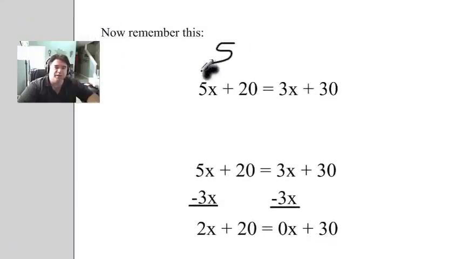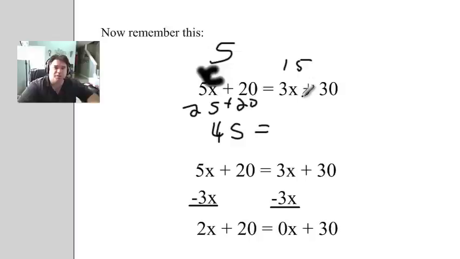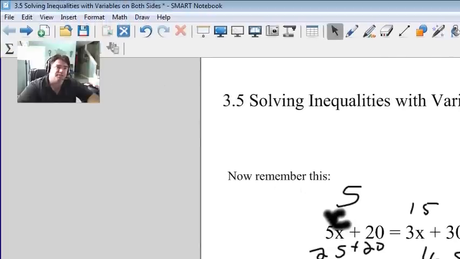So, if I plug a 5 in here, don't want to use spray paint, use normal. 5 times 5 is 25, plus 20 makes 45. And on the other side, 5 times 3 is 15, plus 30 makes 45 as well. So 45 does equal 45. Therefore, I know that x equals 5 is the correct answer.